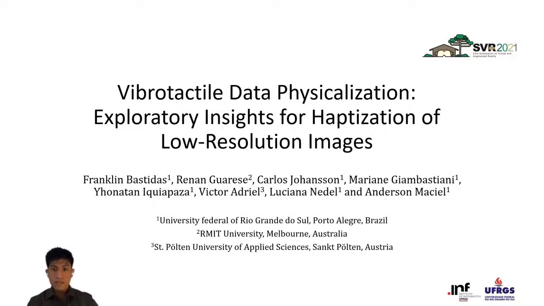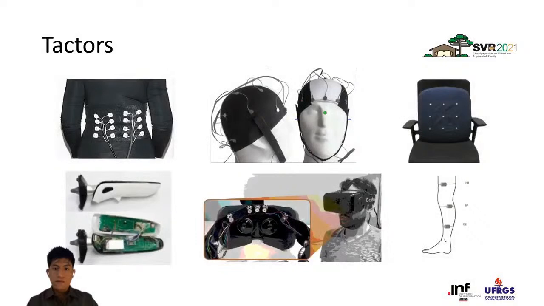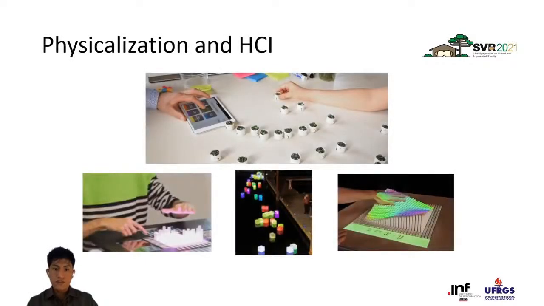Hi, I'm Franklin Bacias, and this work consists of the haptization of low-resolution images with a dynamic interaction to discern between different data. Tactiles are widely used in human-computer interaction applications, where they are used to transmit information as a means of communication, spatial awareness, and perception of properties of objects through vibration signals. Physicalization is visualization of physical data, that is, artifacts whose geometry or material properties encode data. This is designed to better support cognition, communication, learning, problem solving, and decision making.